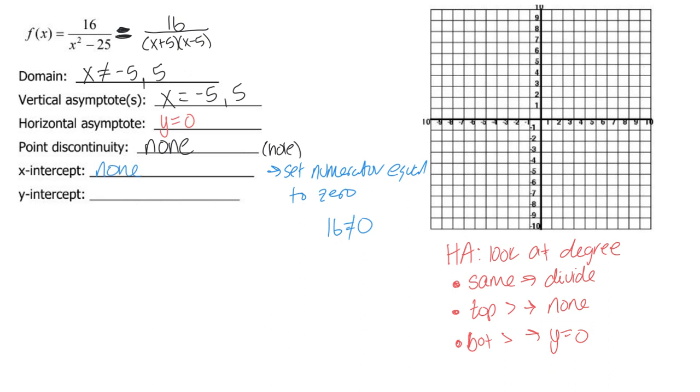The y-intercept is we plug in 0 for x. So we say 16 over 0 squared minus 25. So that's 16 over negative 25. So the y-intercept is 0, negative 16 over 25. You can convert that to a decimal and make it like negative 0.64 if you want. I don't really care. Either one of those is fine.